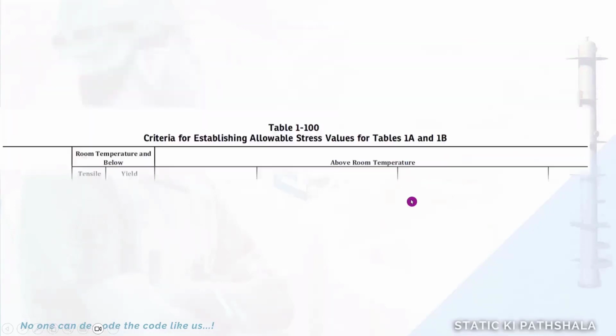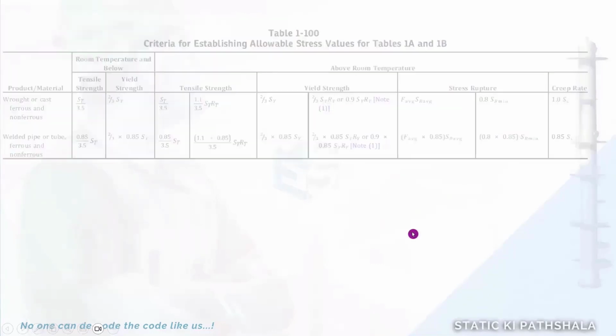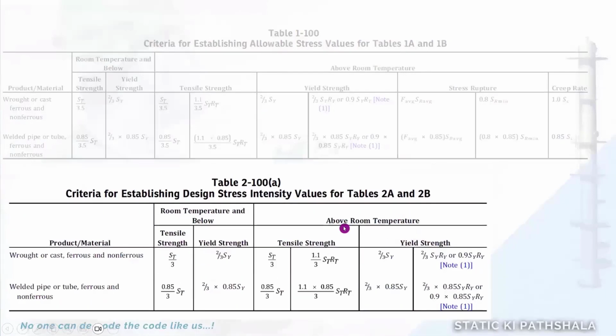Whether it is given in the code: this is a snapshot taken from ASME Section 2 Part D, Mandatory Appendix 1. Here we can see in Table 1-100, this is for ASME Section 8 division 1. What is the factor of safety given on ultimate tensile strength? It is 3.5, right? And when it comes to the class 1 vessel, we have to refer to Table 2-100A. Here you can see on ultimate tensile strength it is given as 3. Here it is 3.5, here it is 3.